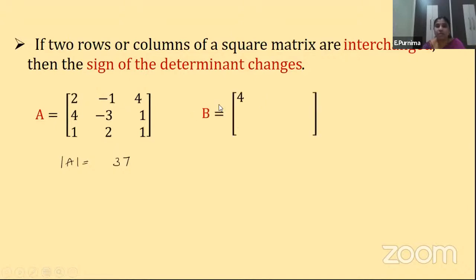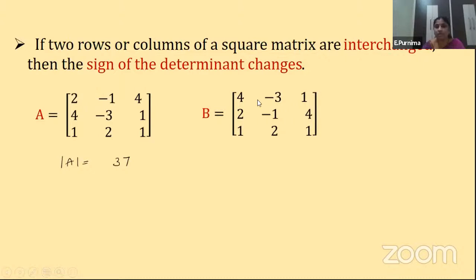Interchanging means one row is taken to another row's place. Here the first row and second row I'm interchanging. The second row is 4, minus 3, 1. So it has moved to the first row and the first row has moved to the second row. When we talk about a row, all the elements of the row will be moved, children, not only a particular element. Okay.